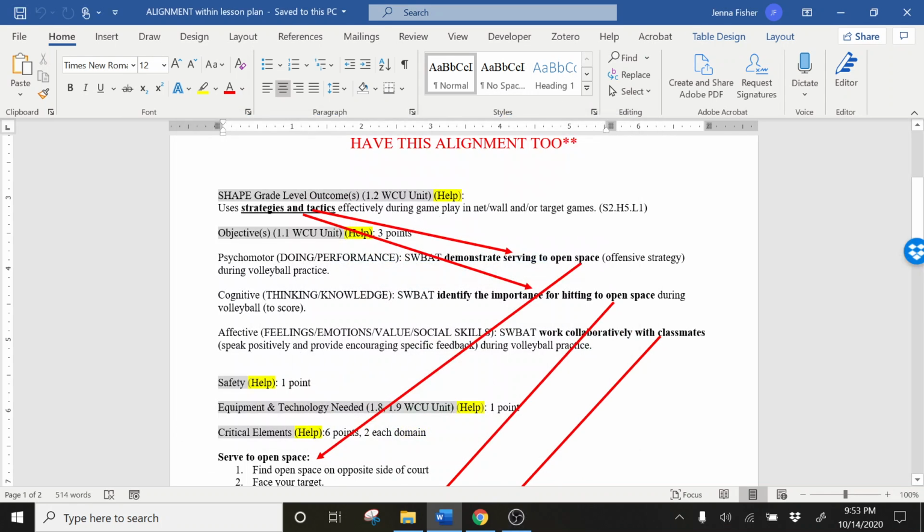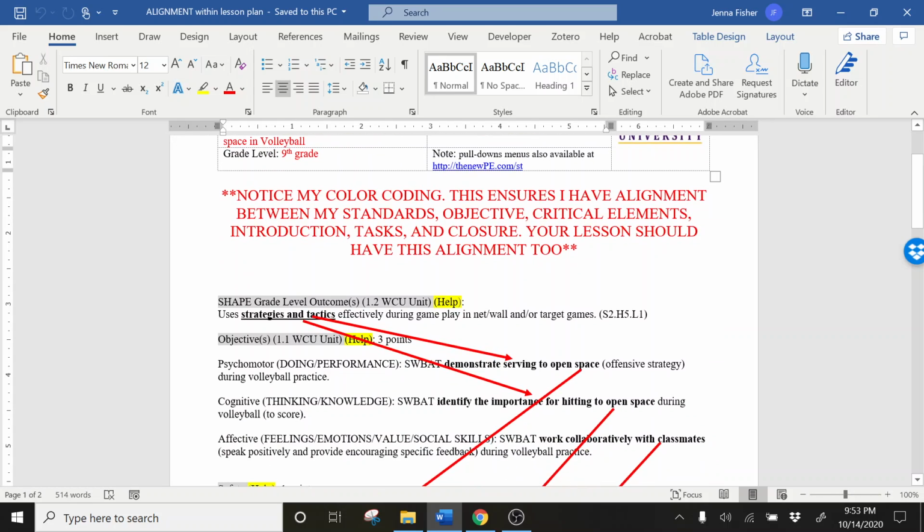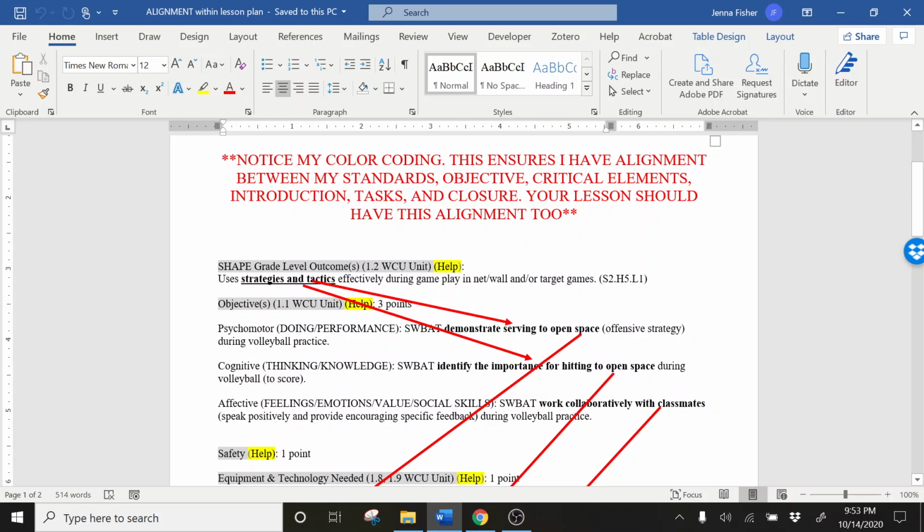Let's talk about lesson plan alignment. So this is your lesson plan assignment 1, and I wanted to help you with alignment to make sure that you're doing this right. So you have the SHAPE grade level outcome already identified for you. So we're using strategies and tactics effectively during gameplay in net/wall or target games.